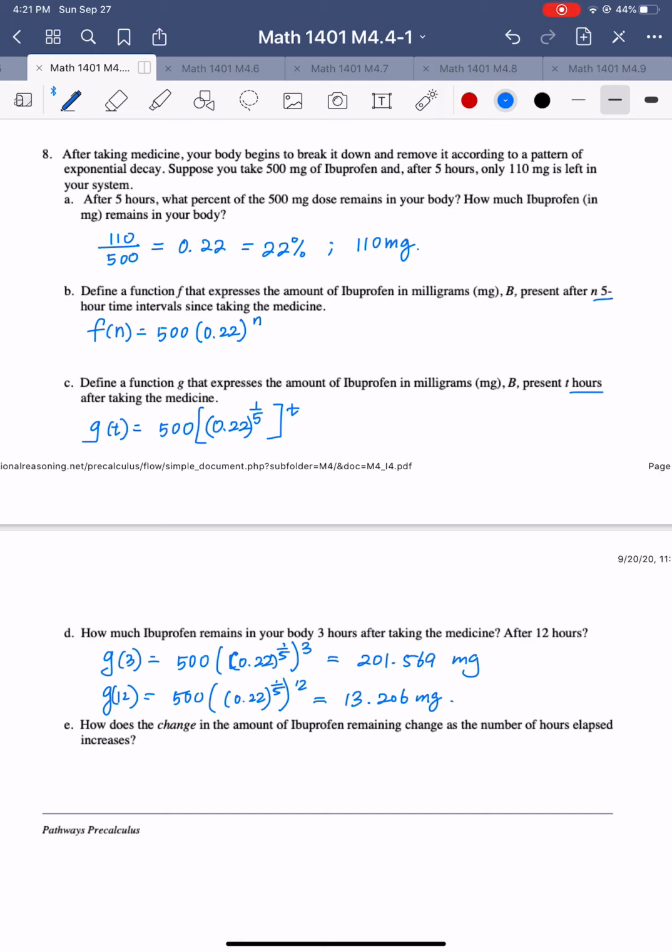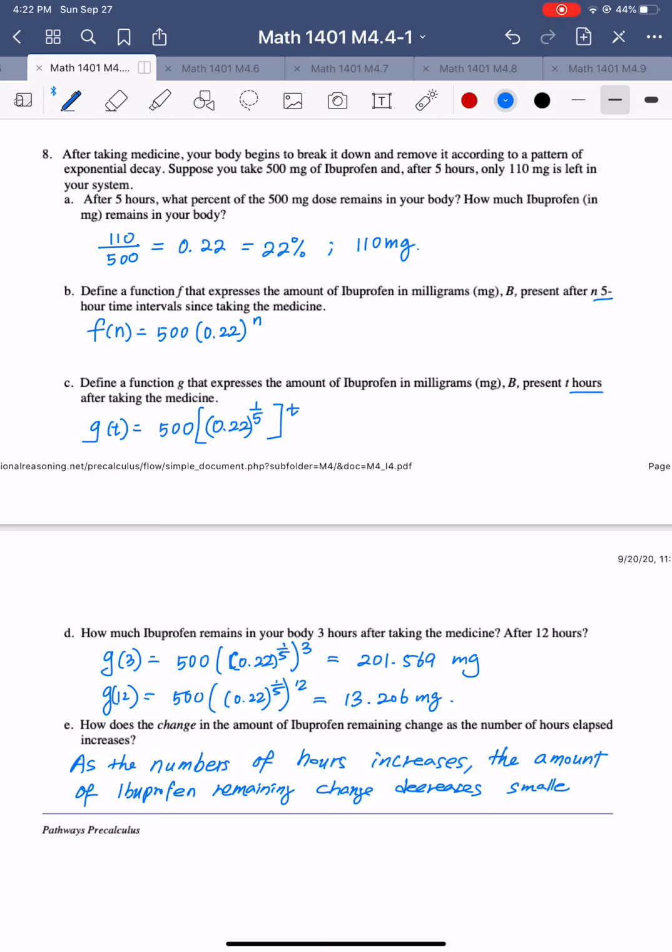So the change in the amount of ibuprofen remaining decreases, smaller and smaller, as the number of hours increases after taking the medication.